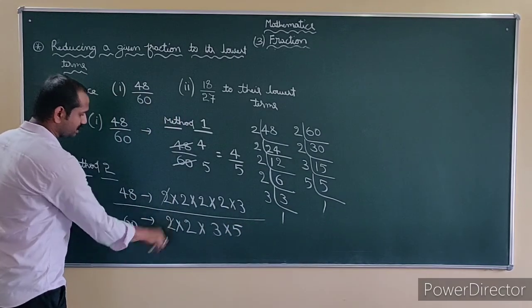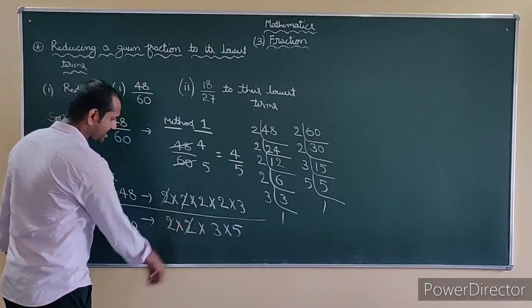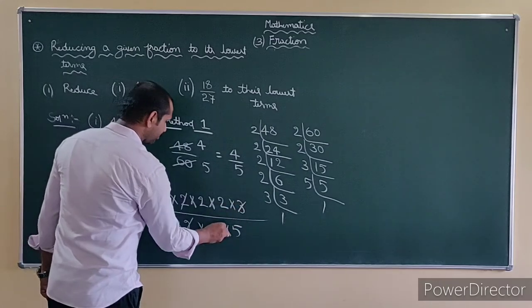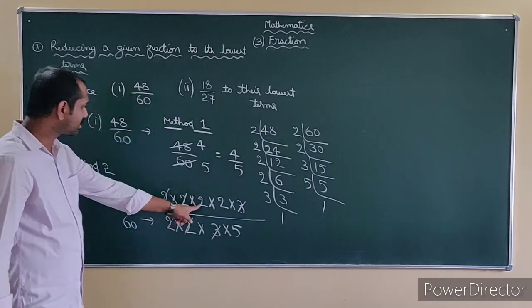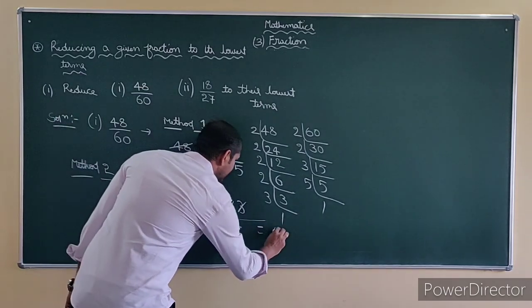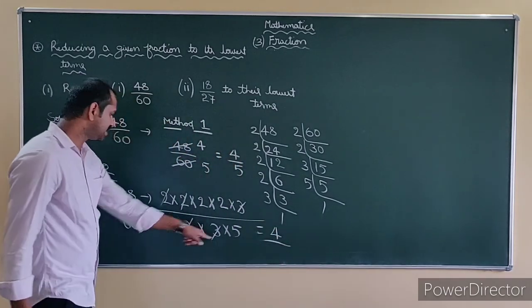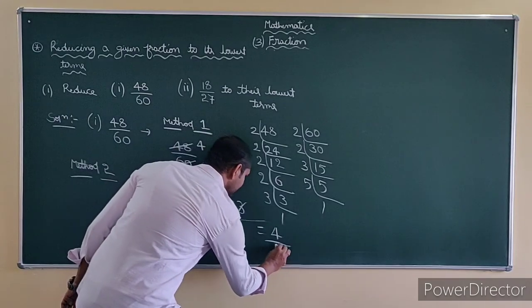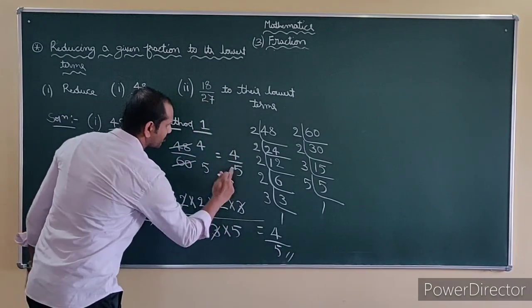So for example, divide. Look at it. 2 and 2 cancel. 2 and 2 cancel. 3 and 3 cancel. So what is left out in the numerator? 2 into 2 is how much? 4. So what is left in the denominator? 5. See? Same answer, 4 by 5.